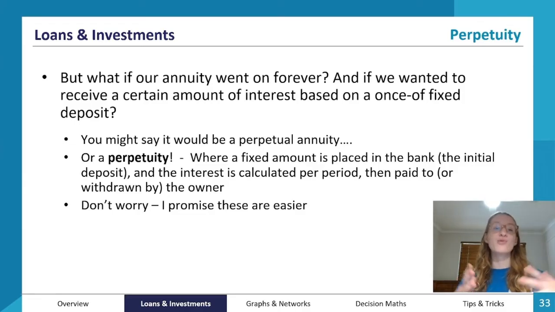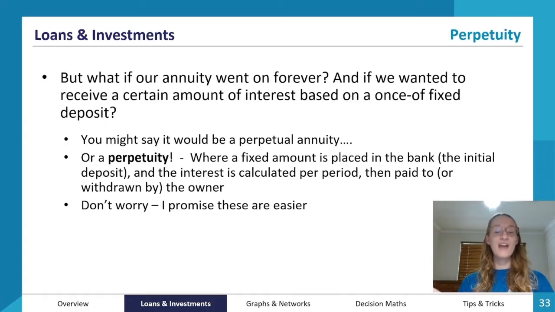But our next question: what if our annuity went on forever, and we wanted to receive a certain amount of interest based on a one-off fixed deposit? So have you ever thought about, for example, what if I won the lotto and just put the money in an awesome bank account and just lived off the interest? Have you ever thought about that? I definitely have. I think that would be awesome.